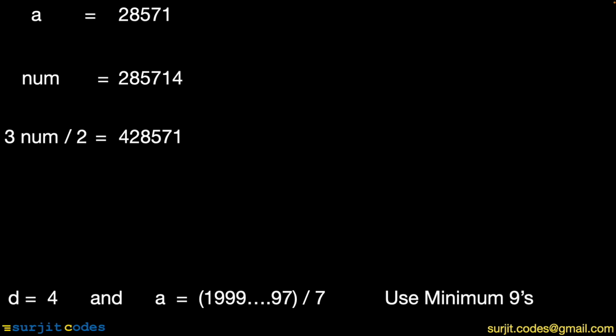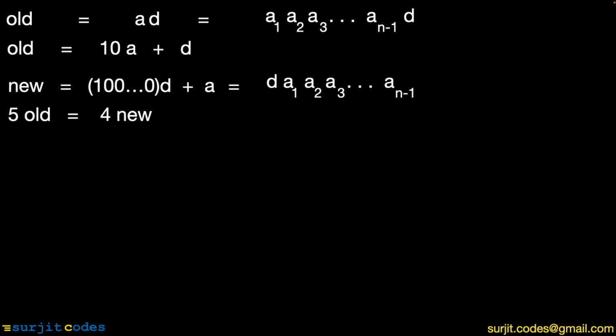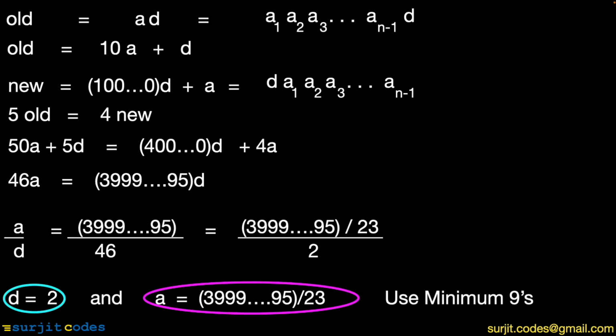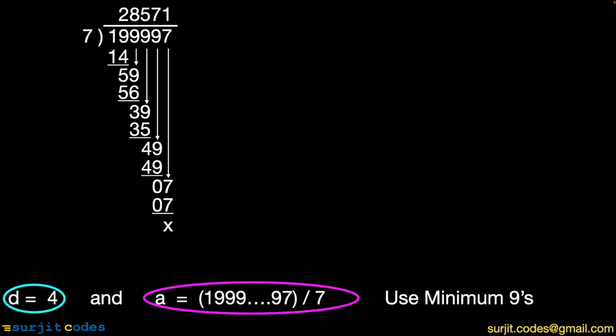In the next part of this video, we shall write the Python program for this problem. In this session, we formulated a problem in which the new number is 1¼ times the old number. The solution reduces to D equal to 2 and A equal to the integer value of the division using minimum number of 9s. A is an integer if we use a minimum of 20 9s between 3 and 5. The method was generalized for other ratios between new and old numbers.